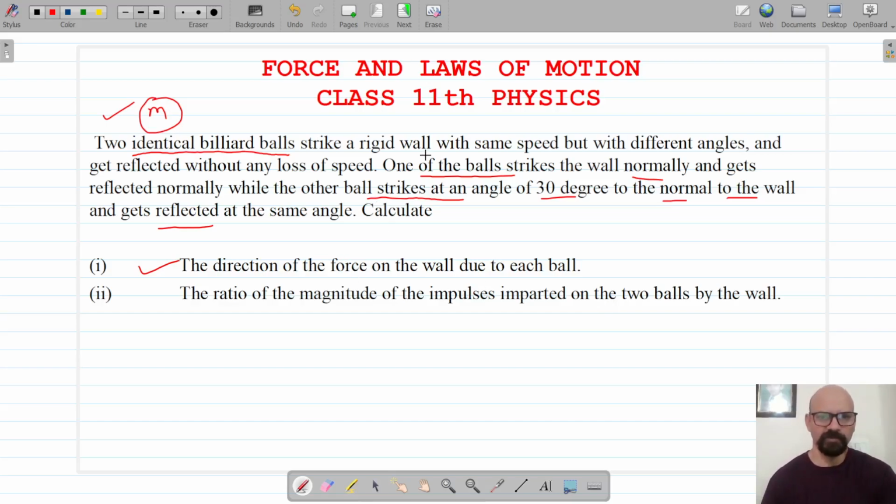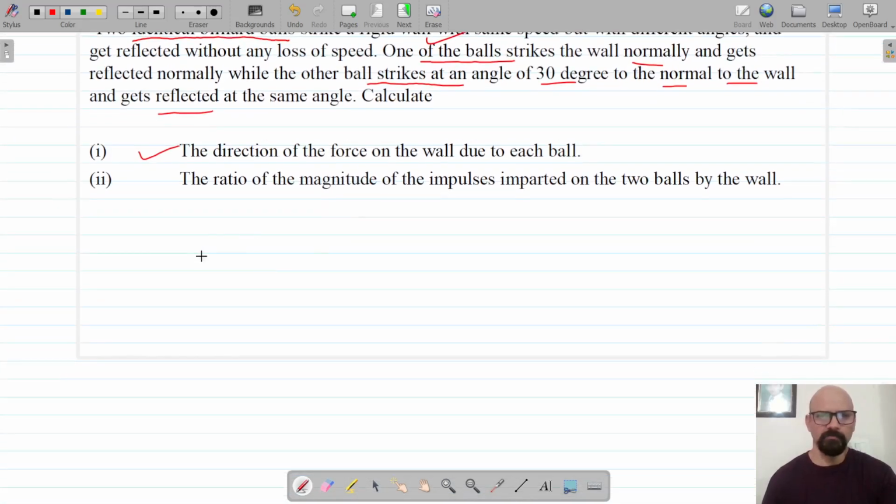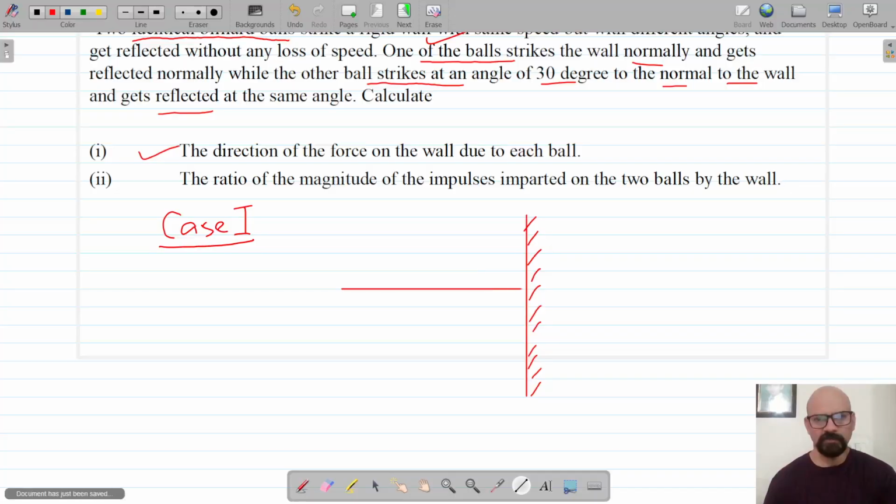Okay, let's consider the first scenario where the ball strikes normally and is reflected normally. That is case one. Let's say this is a rigid wall, and it's given that the ball strikes the wall normally and gets reflected normally without any loss of speed. So that means it strikes the wall with the same speed and is reflected with the same speed.